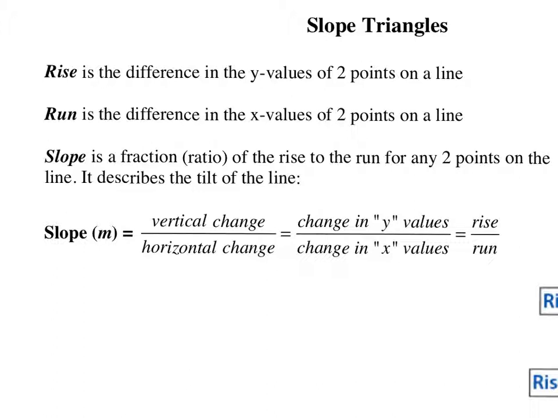So slope is described by the letter m, and is basically the change from y value to y value over the change in x value to x value, and the y change is known as the rise, and the x value change is known as the run.